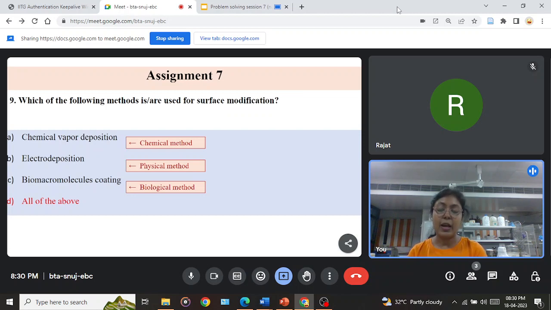So all these biomacromolecules coatings on the surface occur through various physical approaches only, right? Physical contact methods like immobilization, or physical adsorption, then cross-linking, or even conjugation. So the correct answer for this question is all of the above, right? So if there is no doubt, we can then move on to the next question.